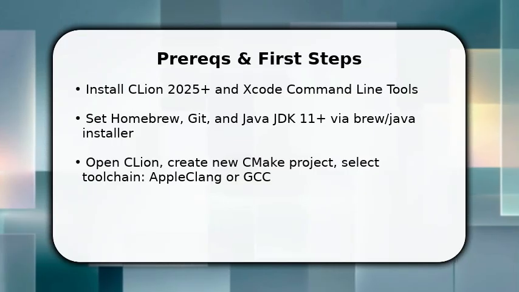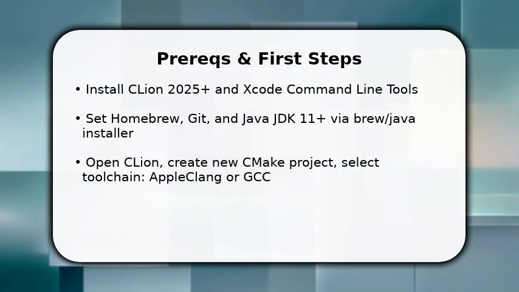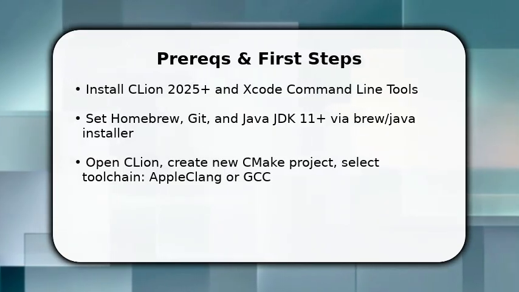You start by confirming prerequisites. CLion 2025 or newer, Xcode command line tools, Homebrew and Git installed. Once done, install a JDK 11 plus if using Java build tools.